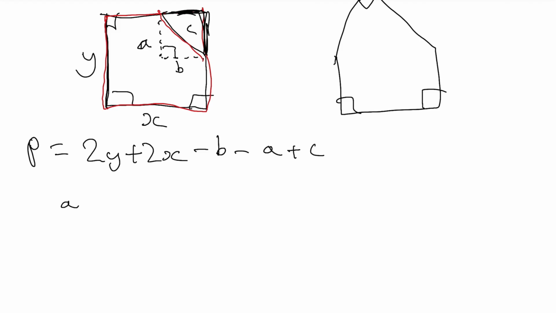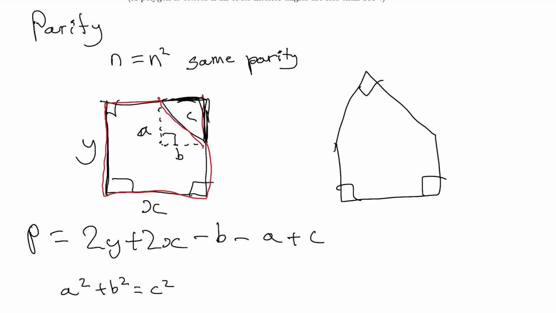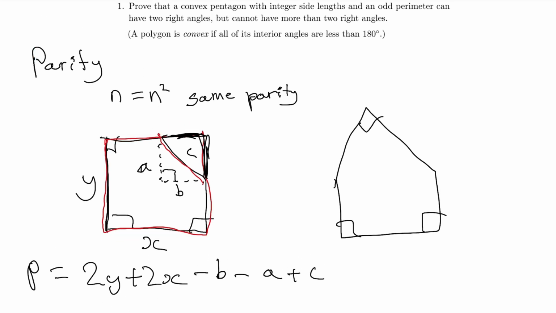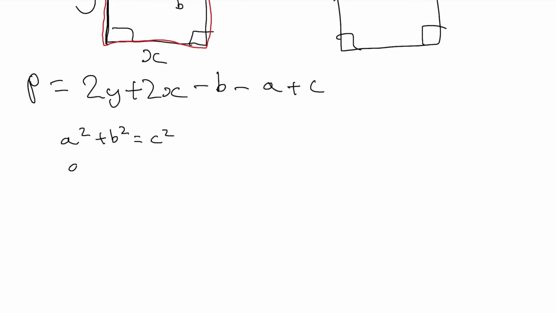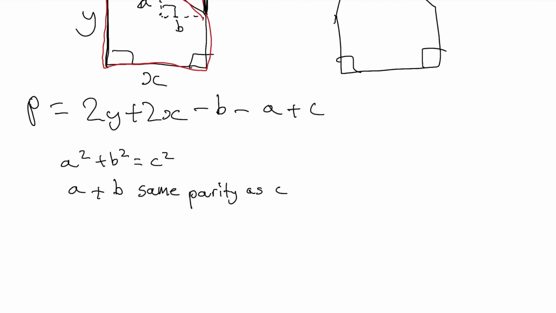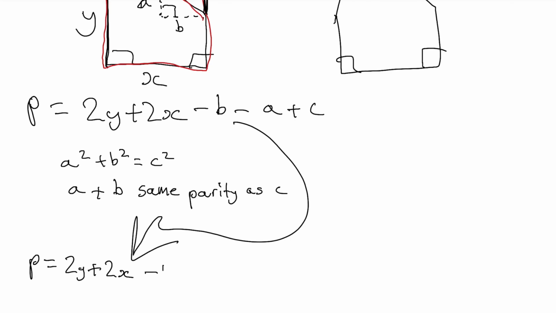First, a squared plus b squared equals c squared. And remember, n and n squared have the same parity. This means a has the same parity as a squared, b has the same parity as b squared, and c has the same parity as c squared. So a plus b have the same parity as c. Hope that makes sense so far. Now, let's just rewrite this again. I can factor out the -1, get a plus b, and then we get plus c.